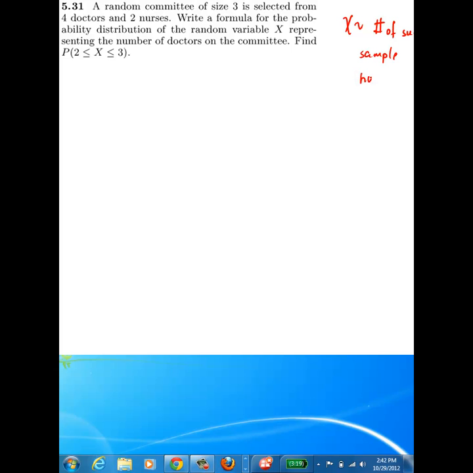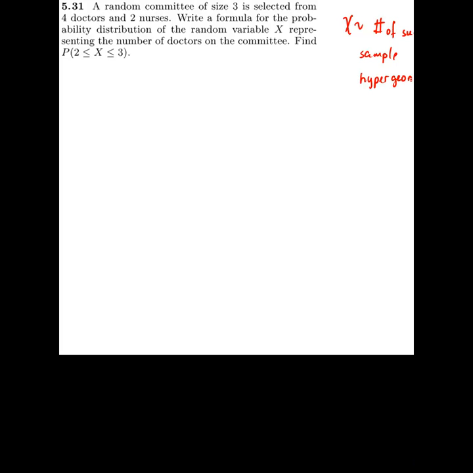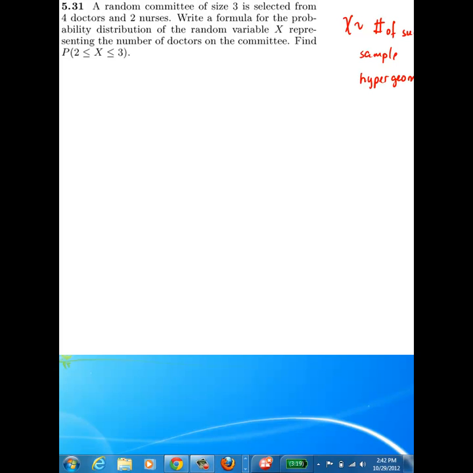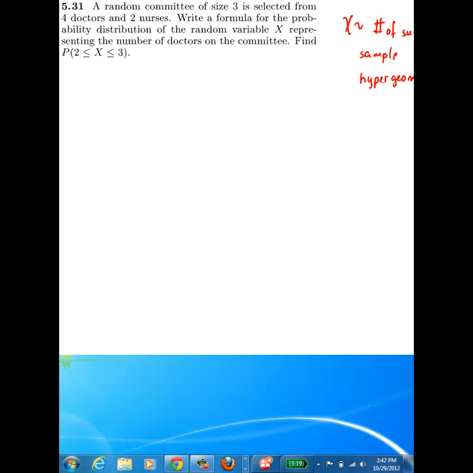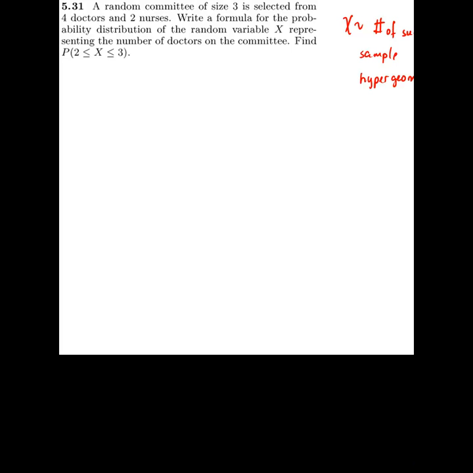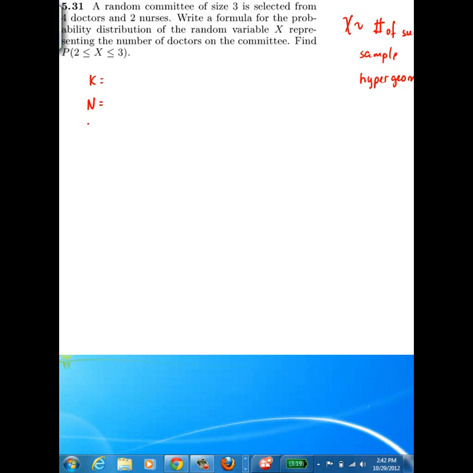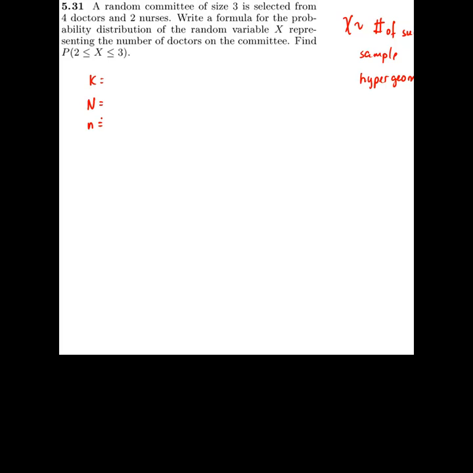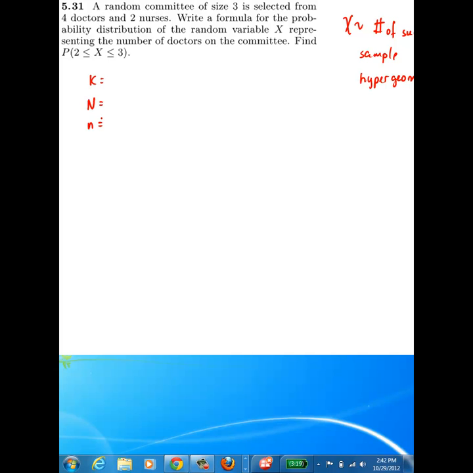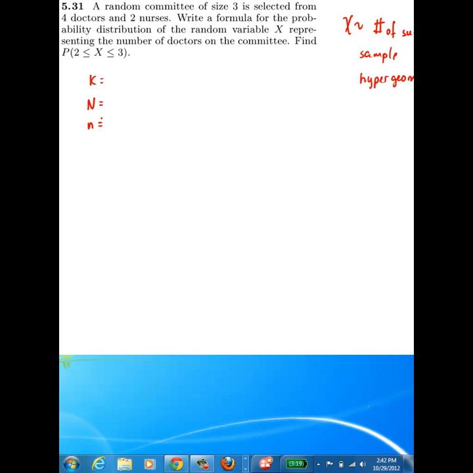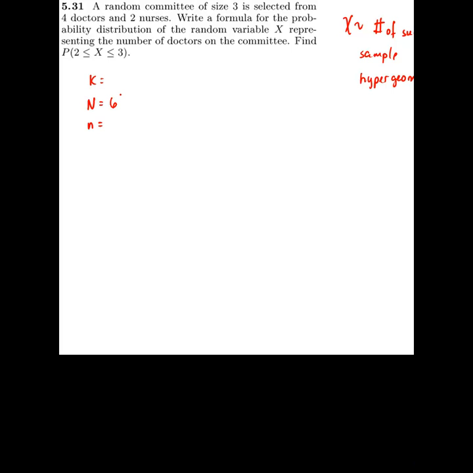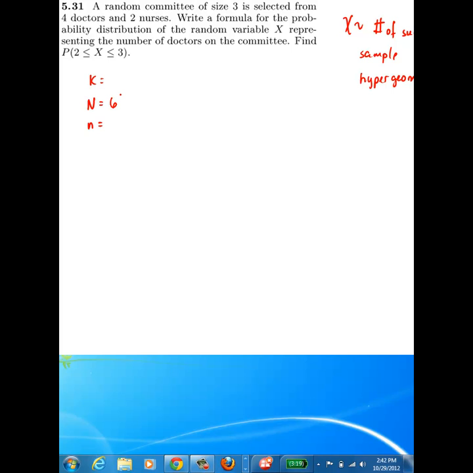And this is hypergeometric. Okay? So for the hypergeometric, you need to identify 3 parameters. And these are K, N, and small n. What is capital N? It is the size of the group. So this is 6. Then you want to choose 3 from that big group. So n equals 3.